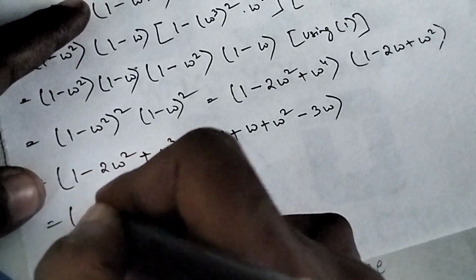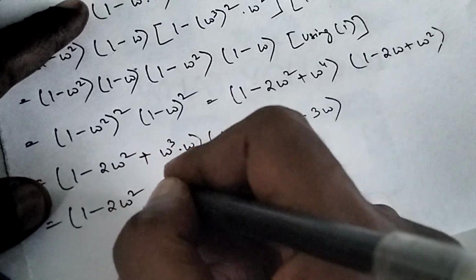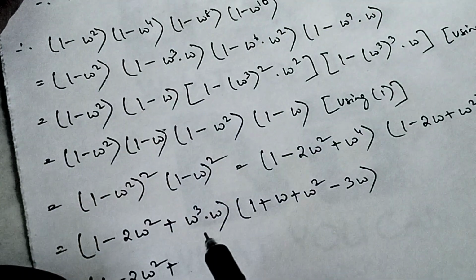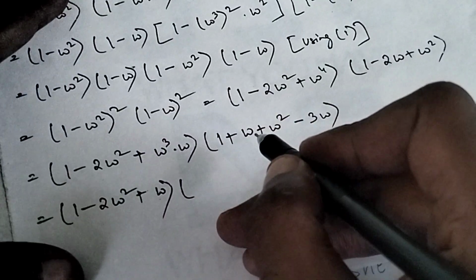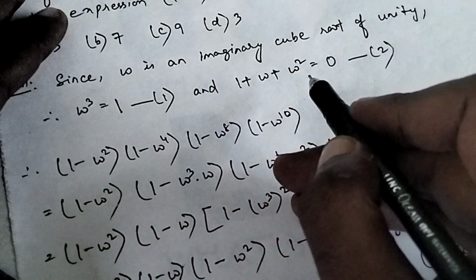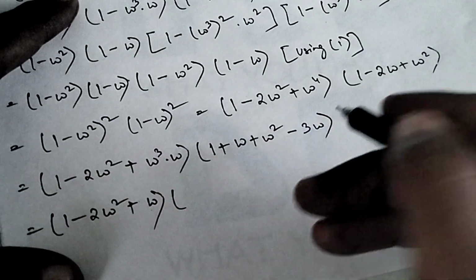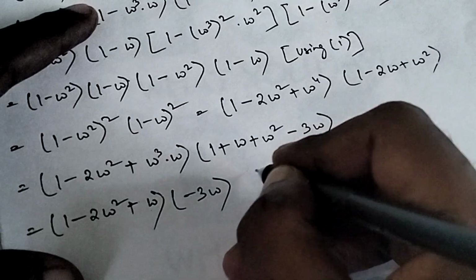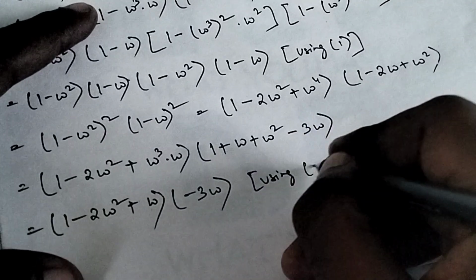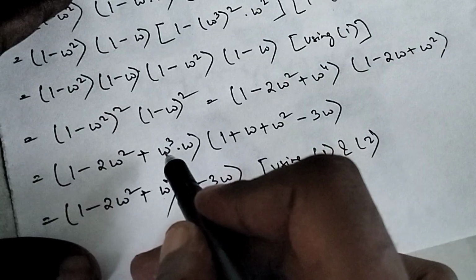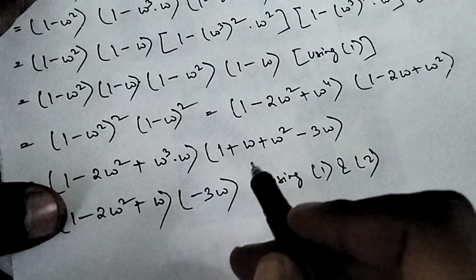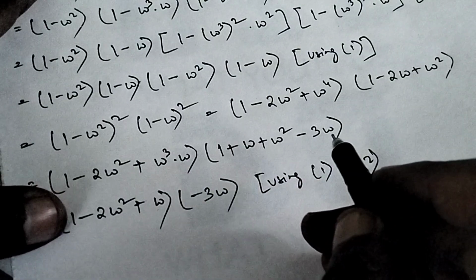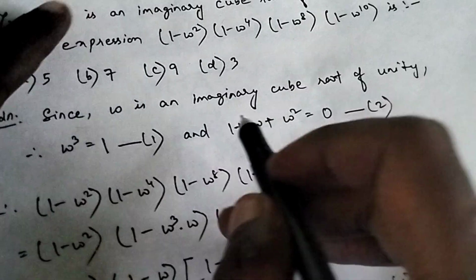Now 1 minus 2 omega square plus omega cube is 1, omega cube is 1. So 1 into omega is omega. And again 1 plus omega square is equal to 0. So 0 minus 3 omega is minus 3 omega. So here we have to write using 1 and 2. Here we got omega cube is equal to 1 by using equation 1, and 1 plus omega square is equal to 0, so 0 minus 3 omega is minus 3 omega. We got this by using equation 2.